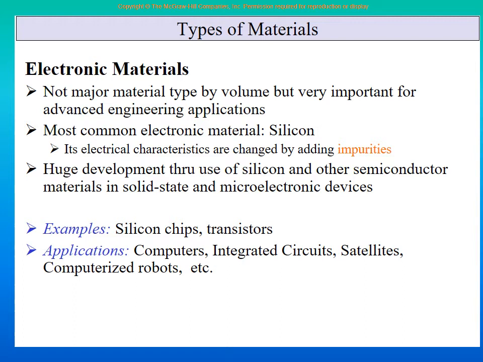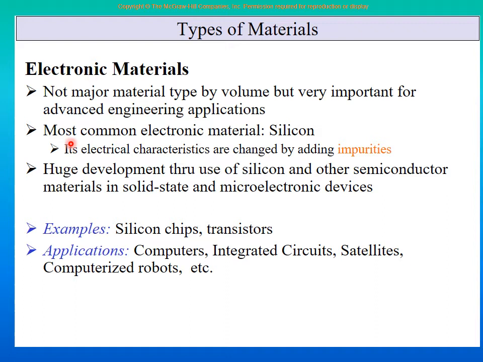Now the types of materials that we are going to tell you are not the major material types, but by applications. So that is what we are saying, not major material type, but advanced engineering applications. Of course, the most common application that you know around the world is electronics, right? All your phones and computers and laptops and everything in the world has electronics inside it now.